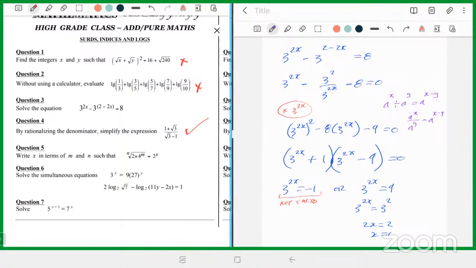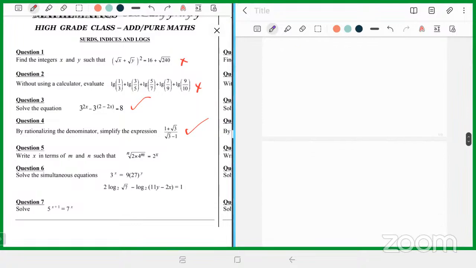We'll jump into this now. These two we did in the class yesterday, so they are in the video from yesterday. I'm going to do this one now to rationalize the denominator. Easy stuff. Rationalize the denominator.